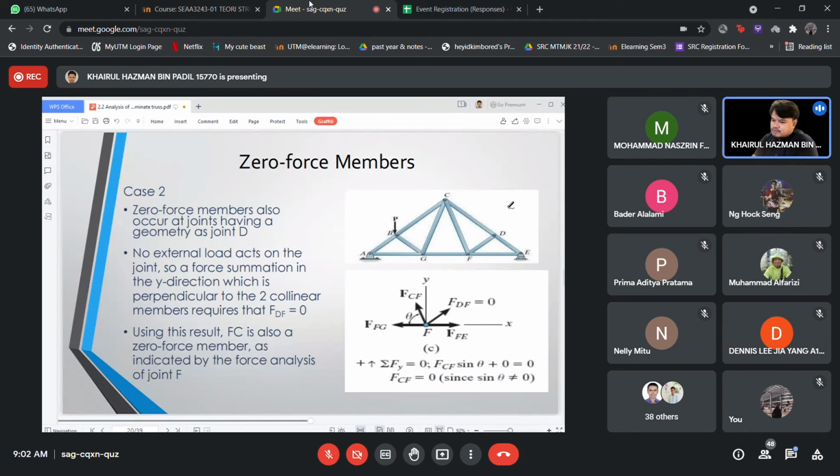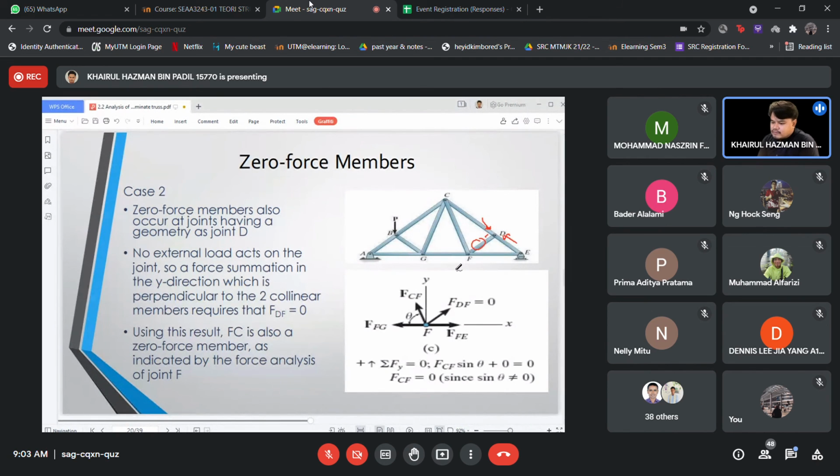Zero force members also occur at a joint having a geometry like D. No external loads act on the joint, so the force summation in the y direction, which is perpendicular to the two collinear members, requires FDF to be equal to zero. This is what I said: this member is equal to zero since this is parallel. The forces here are already balanced out, so there are no forces going this way. So this is equal to zero.